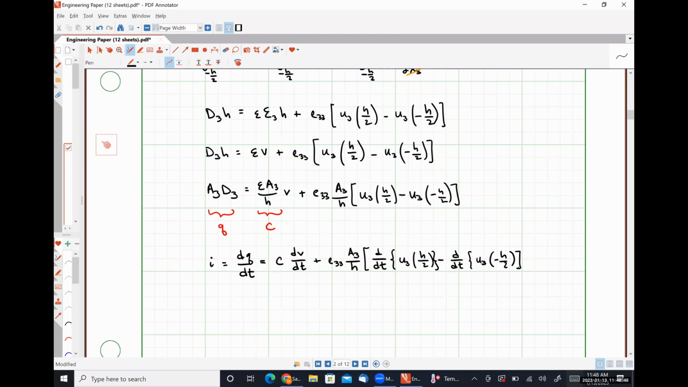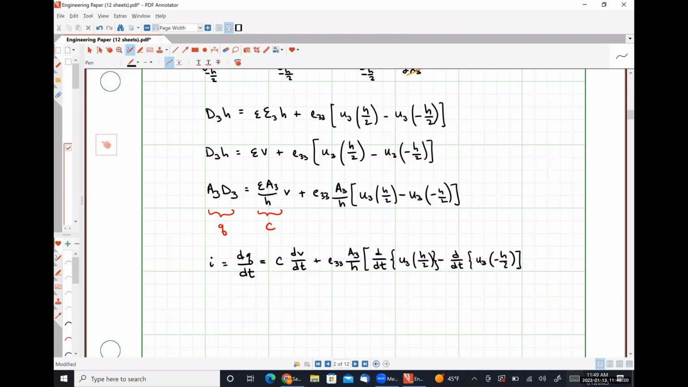So the current that can be output by this thing is proportional to the velocity of the deformation, or how quickly we deform it, right? Because that's what the derivative of U3 represents. If U3 is a distance representing the amount of deformation, the time derivative of that is the velocity at which that deformation occurs.